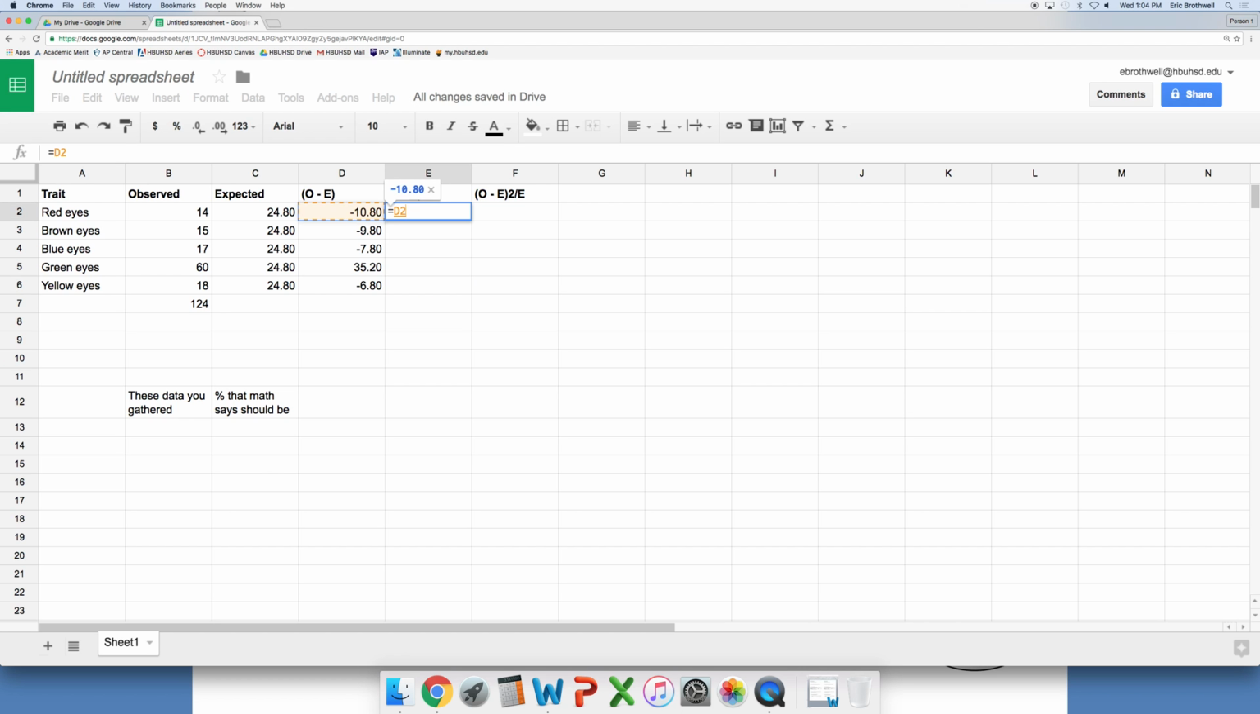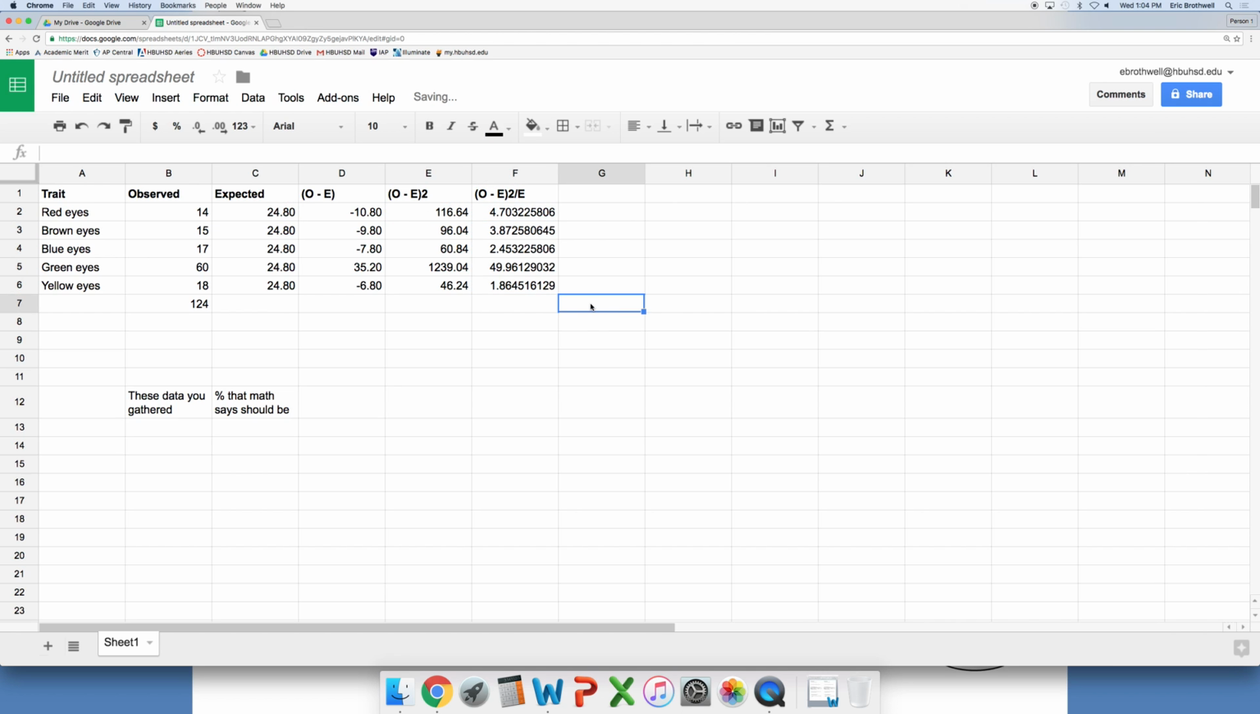Observed minus expected squared. I want to do an equal sign. That up caret 2 means square it. Hooray. Click, grab on that bottom corner, drag down, hurrah. So I get big numbers. I'm going to do this number divided by my expected. So I divide by that number equals that, drop down. I have a whole bunch of numbers. I can then say sum it up. That'd be from F2 all the way out to F6. And I get what we call a chi-square value, which is 62.8.